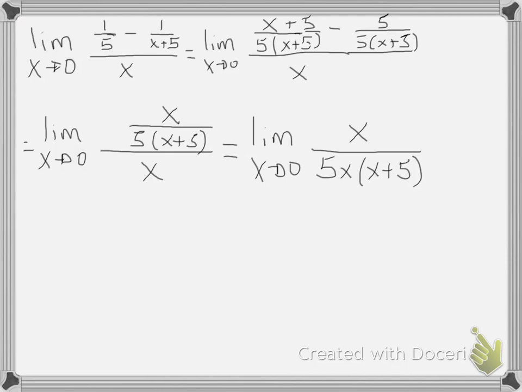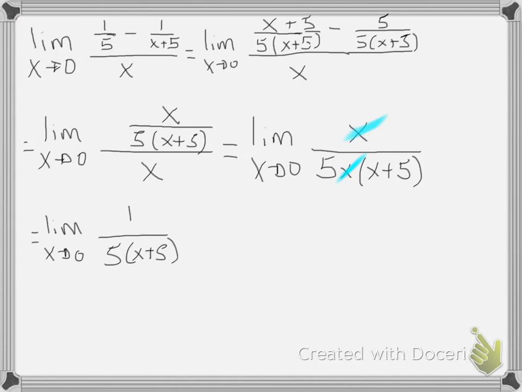Now I just have one fraction, and these two x's here can be reduced. And so once we reduce those fractions, again, I'm not taking the limit yet, so I want to continue writing the word limit because I have not evaluated that yet. So we still have the limit as x approaches 0, but now those x's have reduced, so now we have 1 over 5 times x plus 5.